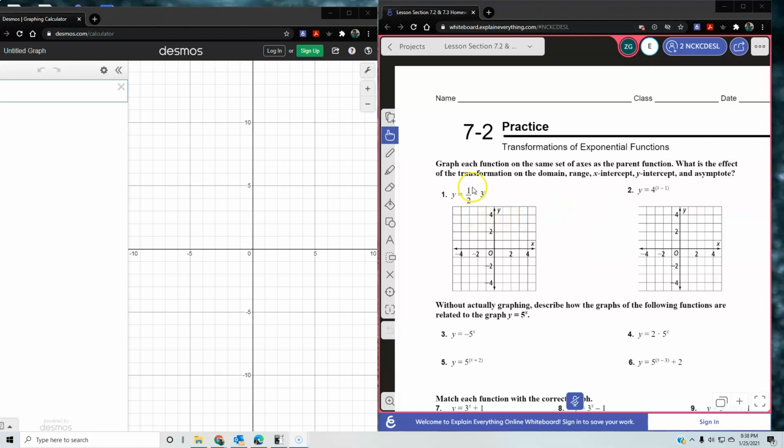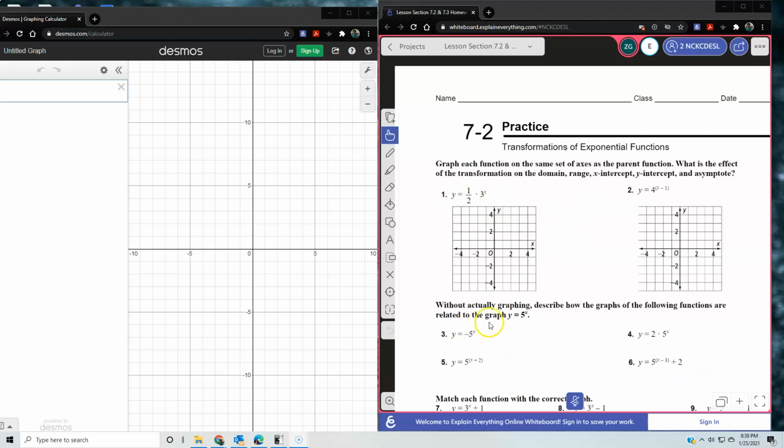What I do want you to do is give me the domain, the range, and the asymptote of 1 and 2. I forgot to change the instructions. So what you're going to do is graph the new function, and graph the parent function. You're just going to find domain, range, y-intercept and asymptote. And then you have to describe the effect. So that's 1 and 2.